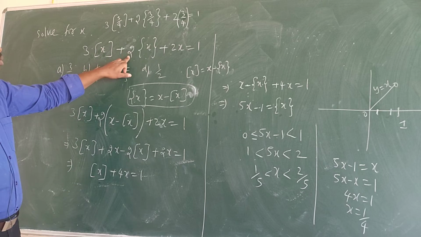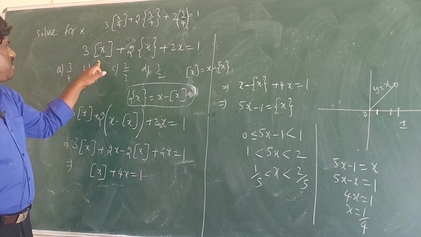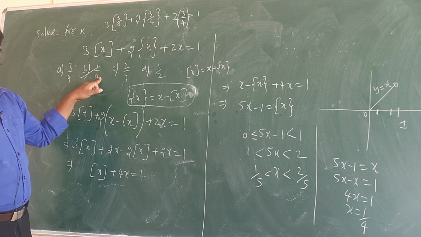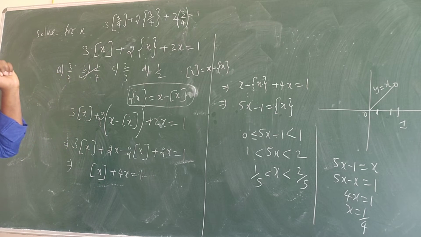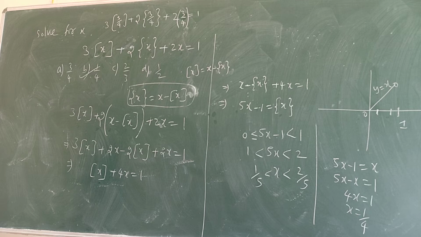Now 2 into fractional part of 1 by 4. What is the fractional part of 1 by 4? What is the value of 1 by 4? 0.25, right? So the fractional part is 0.25. This part is 0, this part is 0.25.